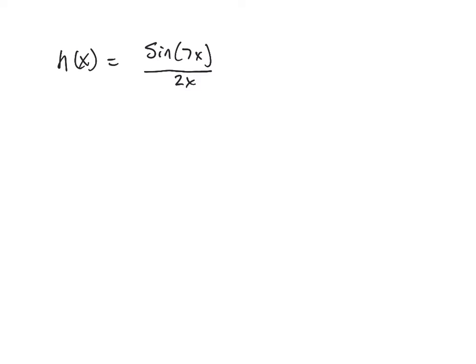So consider the function h of x, where h of x is sine of 7x over 2x. Again, we can see that there's a 0 in the denominator, right? Which is our point of discontinuity. And so what we want to do is take the limit as x approaches 0 so we can fill the hole. So I'll write out the limit, that's step 1. The limit as x approaches 0 of sine of 7x over 2x.